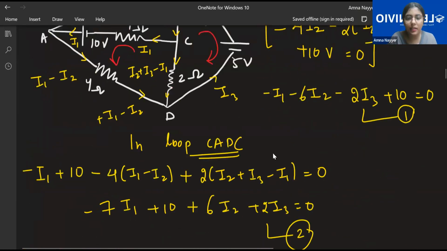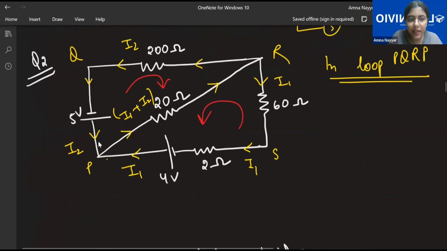So here we are going from P to Q. Don't see the direction of current for this. That's not needed. P to Q, positive terminal to negative. Higher to lower, minus 5.